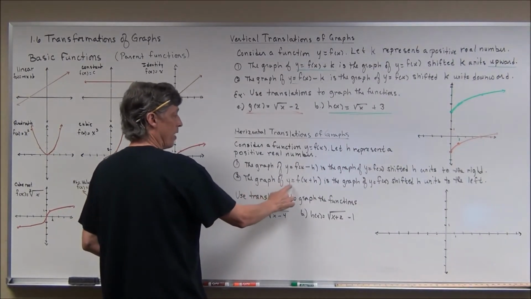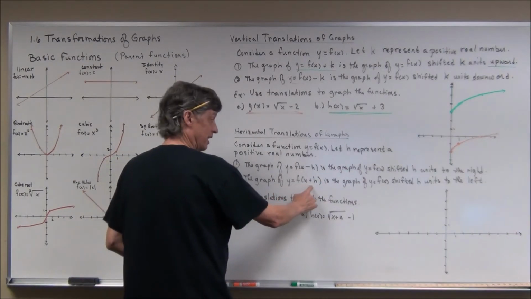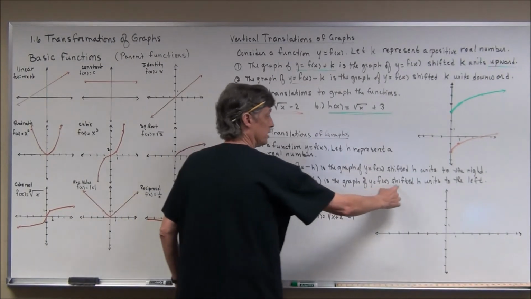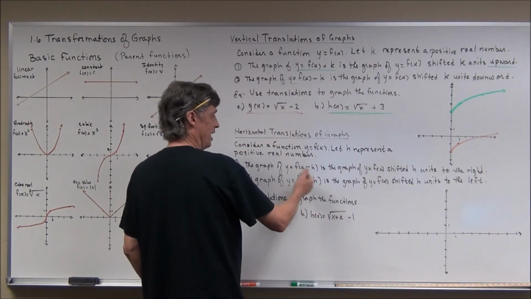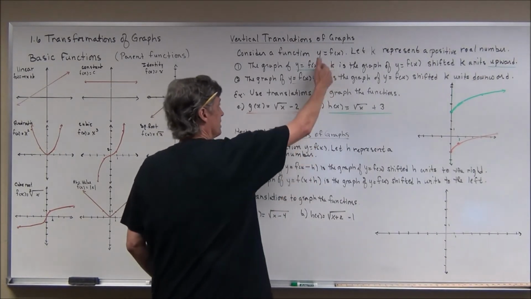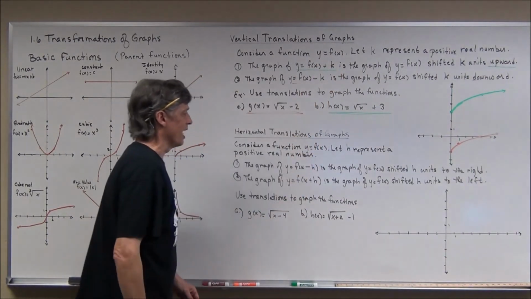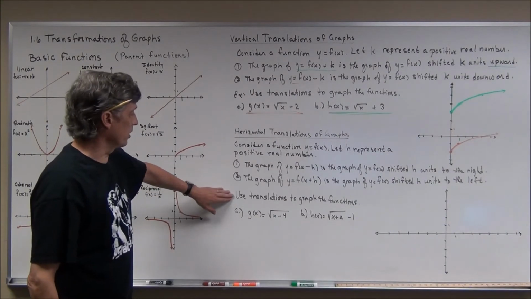Whereas the graph of y equals f of the quantity x plus h is the graph of y equals f of x shifted h units to the left. So inside the parentheses, it's kind of the opposite of how it looks. Outside the parentheses, it's kind of exactly how it looks. So I'm going to do here a couple more examples.